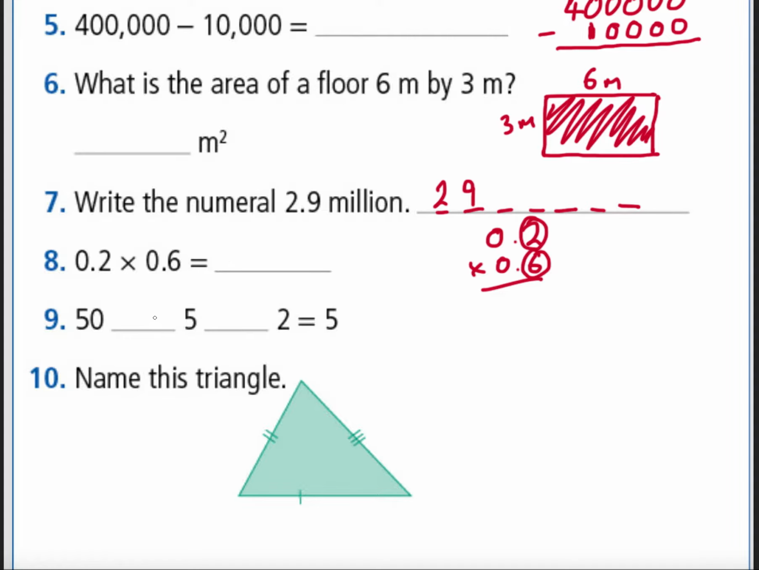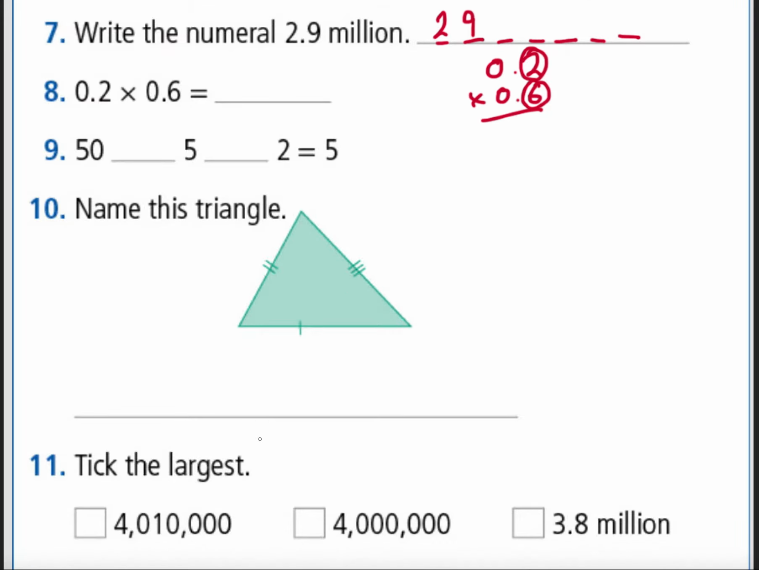Number 9, we have to pick plus, minus, multiply or divide, try them and see which one will give us an answer of 5. On number 10, we have to name this triangle.